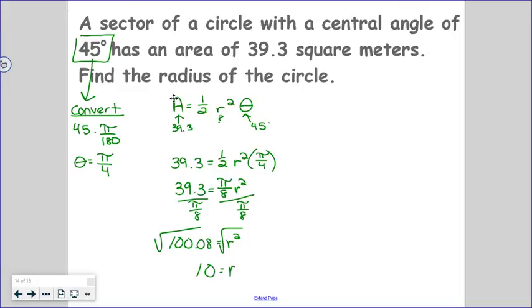Any questions on that? Everything is in radians. What we put in needs to be in radians. What we get out needs to be in radians, right? Just keep that in mind when you are doing these formulas.